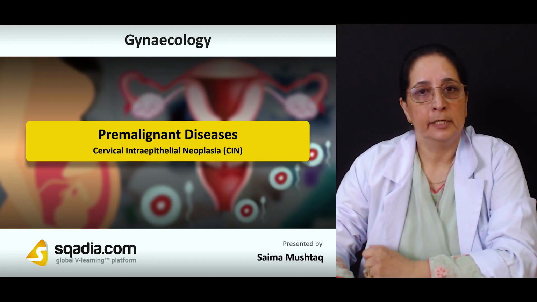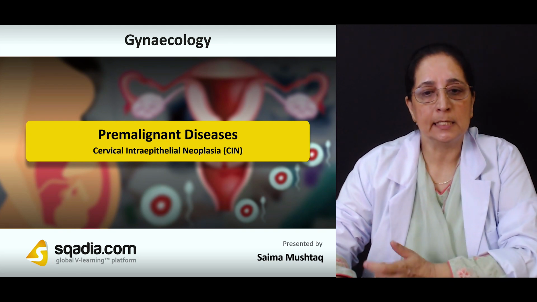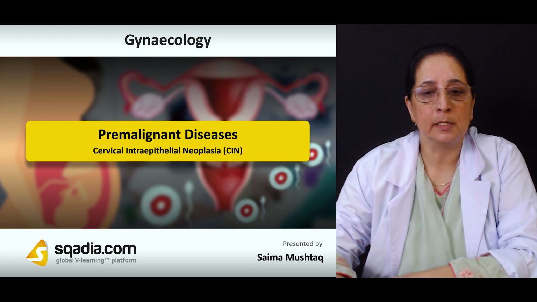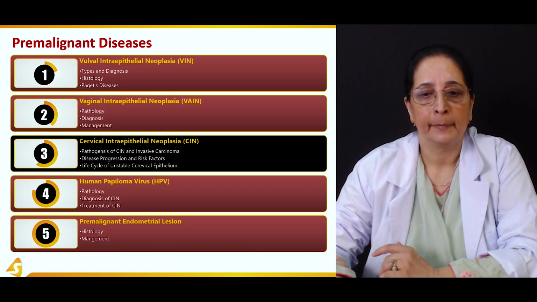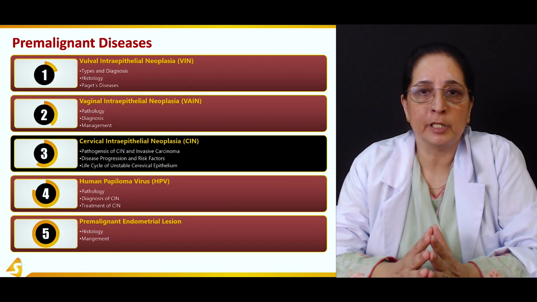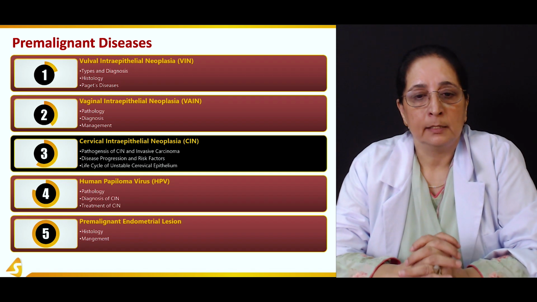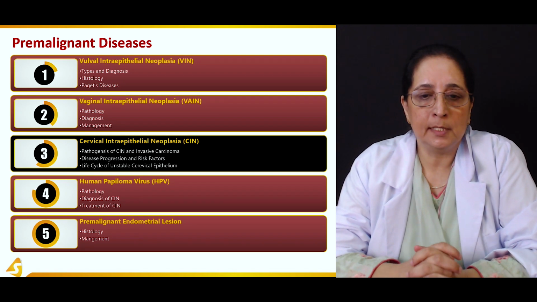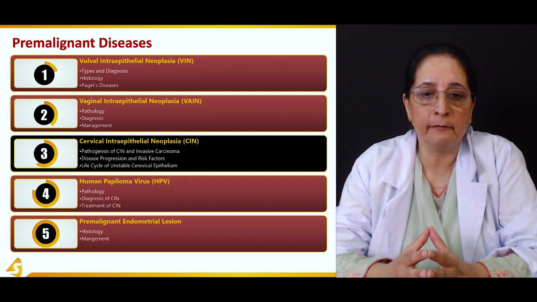So in the third section of our lecture topic, premalignant diseases, now we will talk about cervical intraepithelial neoplasia. The cervix is the lower part of the uterus and that opens into the vagina. Cervical neoplasia or cancers are common in females, especially in the reproductive age.